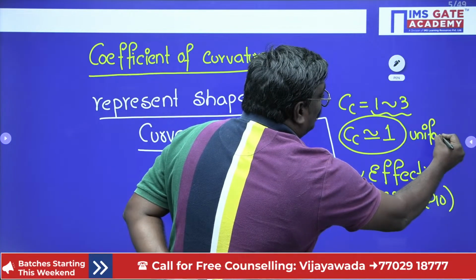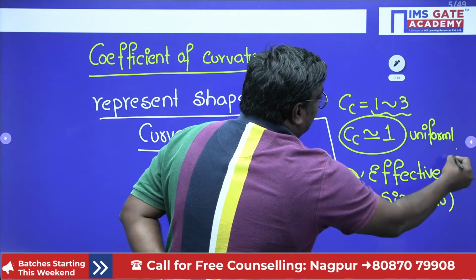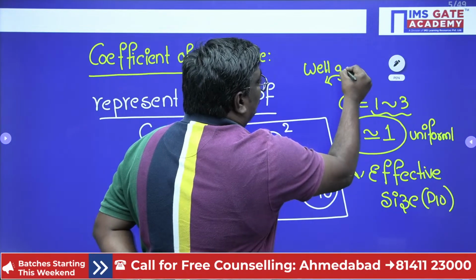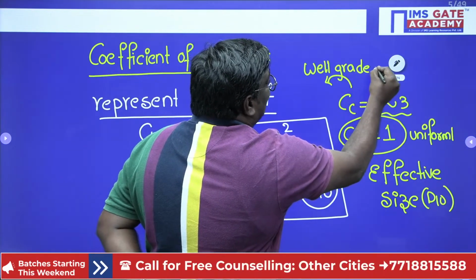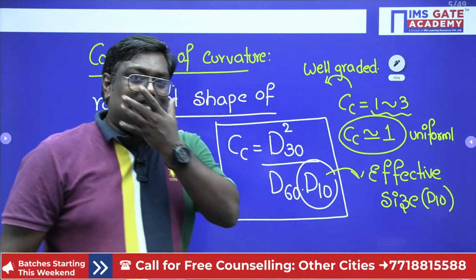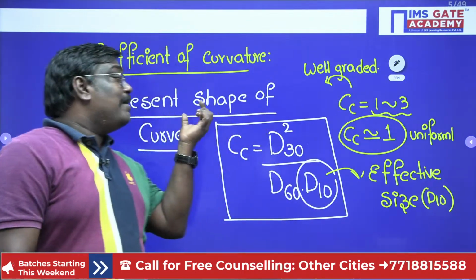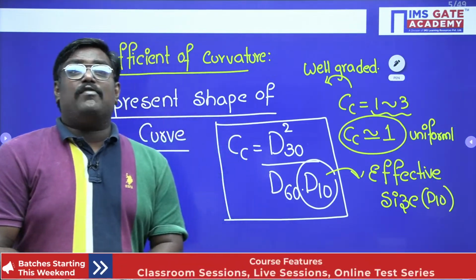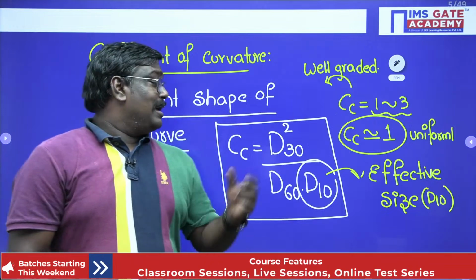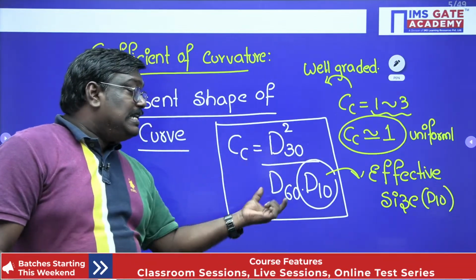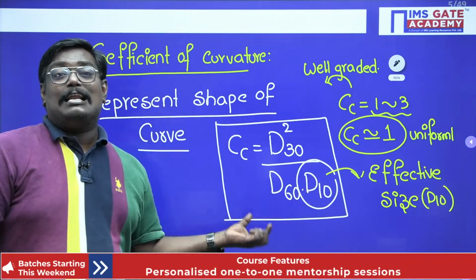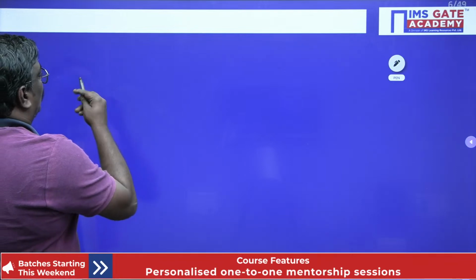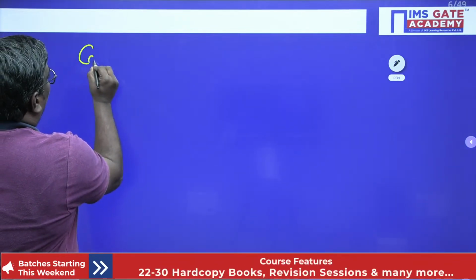So let us conclude this coefficient of curvature, my dear students. Why do you want to study the coefficient of curvature? Because to understand the shape of the particle size distribution curve, we study the coefficient of curvature. The coefficient of curvature is given by the formula D30 squared upon D60 into D10, where D10 represents the effective size. Similarly, my dear students, we have a concept called coefficient of uniformity.